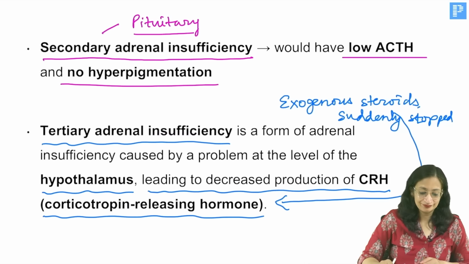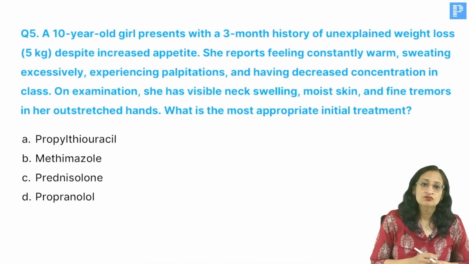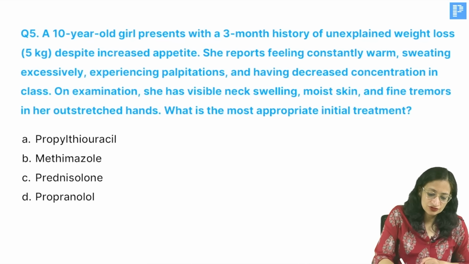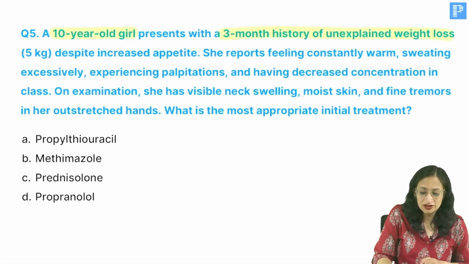Clear? Okay. Now, moving on to the next question, what you have here is a 10-year-old girl with a 3-month history of unexplained weight loss.